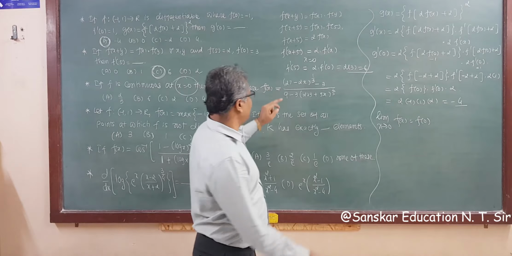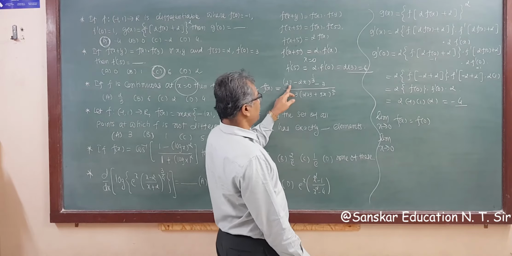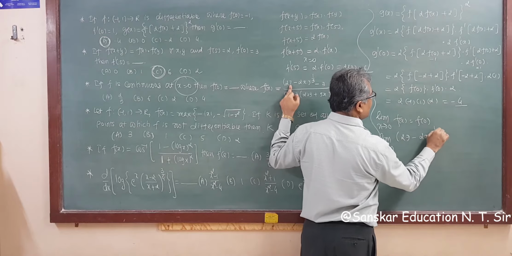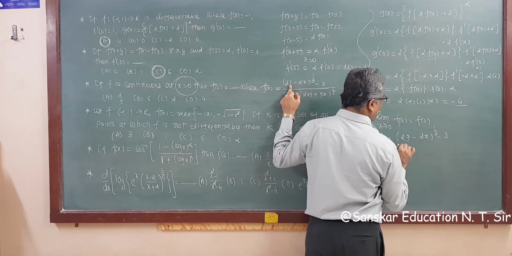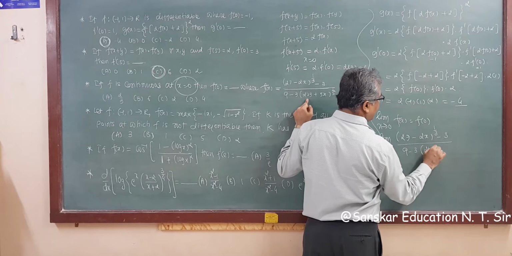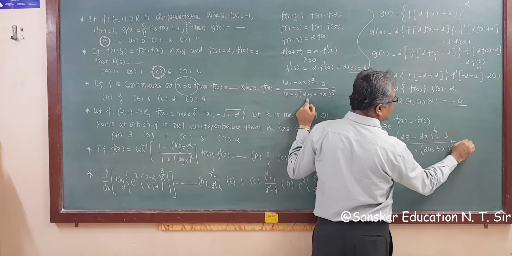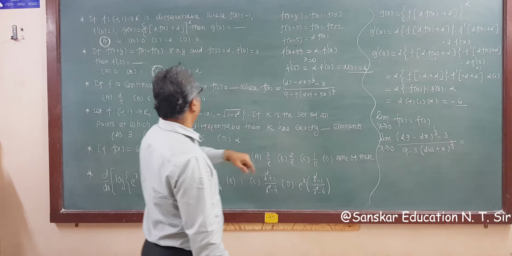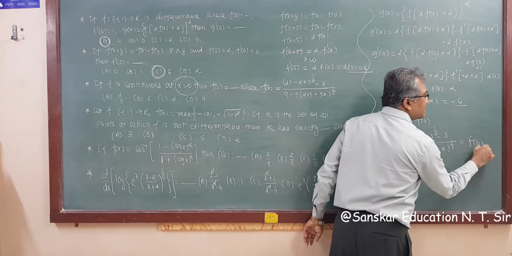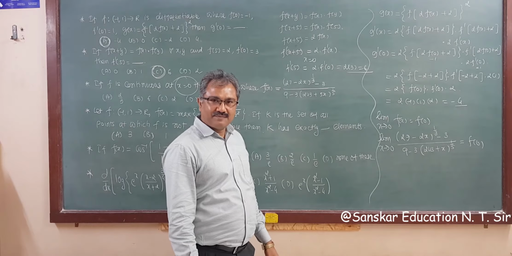So now f(x) is given this, that is limit x tends to 0 of (27 minus twice x) raised to 1 upon 3, minus 3, whole upon 9 minus 3 times (243 plus x) whole to the power 1 upon 5, is equal to f(0). We have to find out this f(0). Now you have to find out the limit of this function.